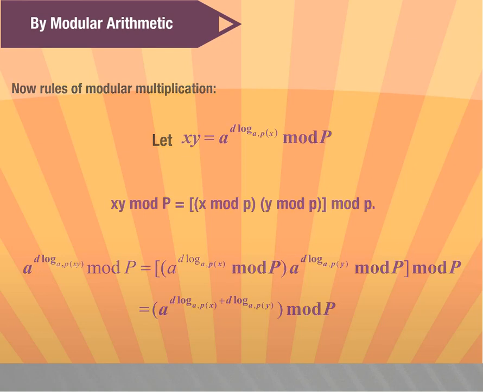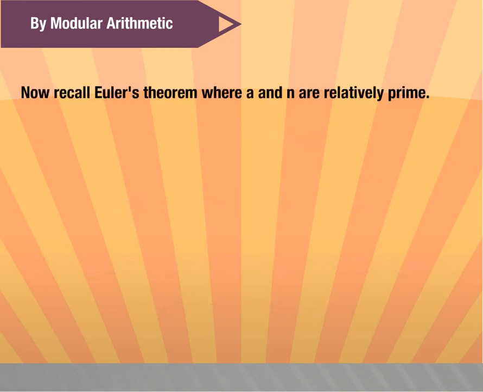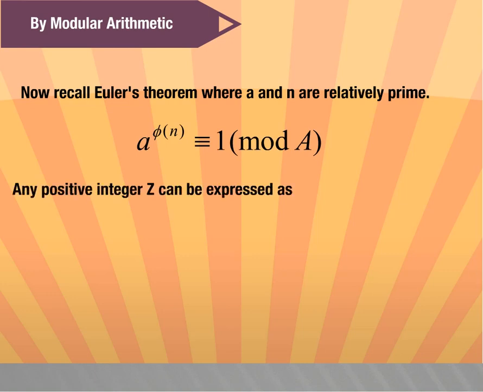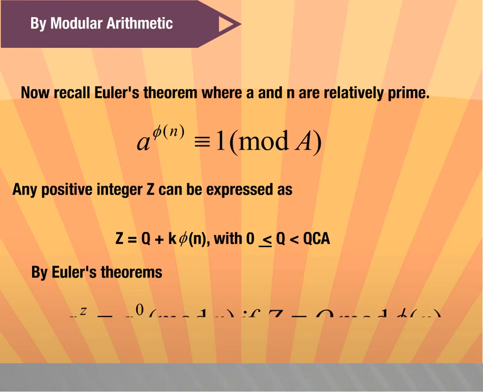Now recall Euler's theorem, where a and n are relatively prime: a^phi(n) is congruent to 1 mod n. Any positive integer z can be expressed as z is equal to q plus k times phi of n, with 0 less than or equal to q less than phi(n). By Euler's theorem, a^z is congruent to a^q mod n if z is congruent to q mod phi of n.